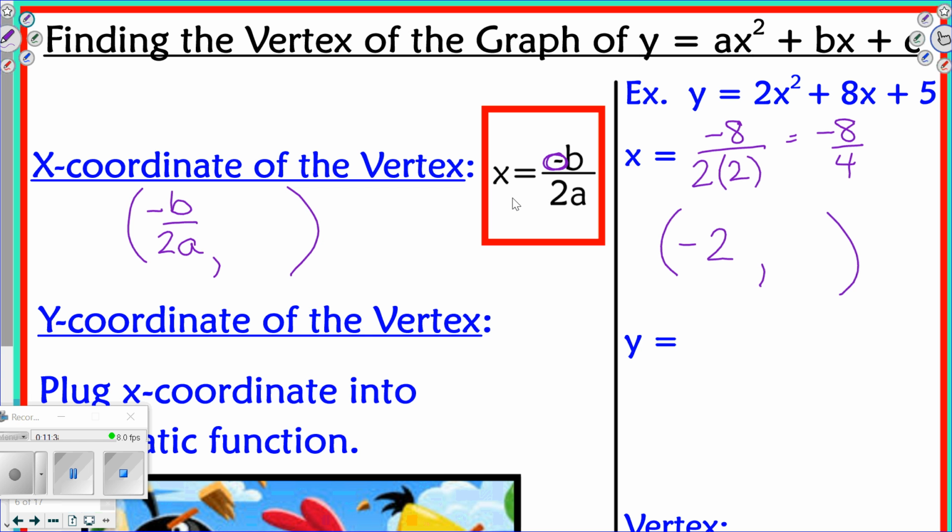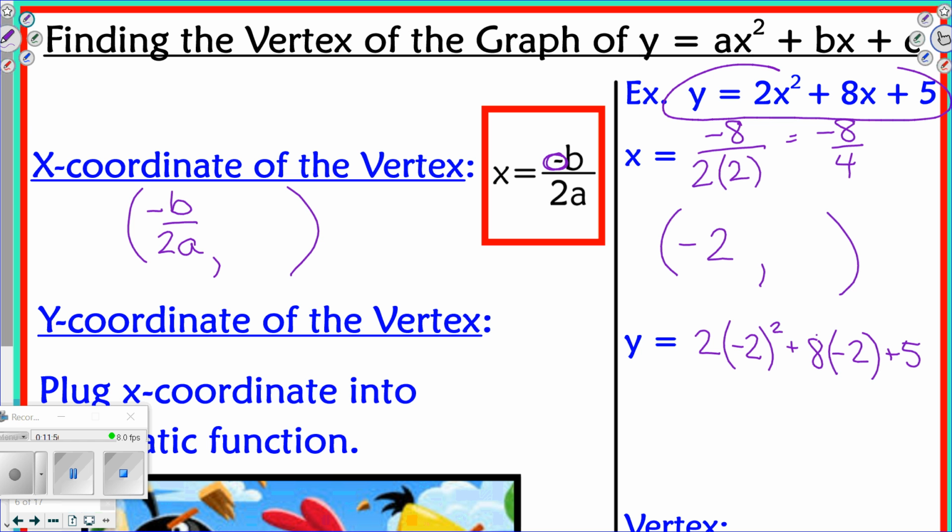So in other words, I'm coming back up here. This is where I'm like, please grab your calculator, type this in. Because I'm going to do 2 times negative 2 squared, plus 8 times negative 2, plus 5. I'm literally taking this equation and plugging in my x value. You should type in exactly how I've written there. So 2, make sure you put the negative 2 in parentheses, squared, plus 8 times negative 2, plus 5. What did we get? Should get negative 3.